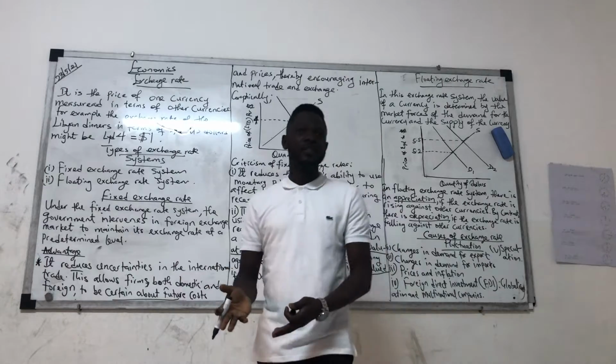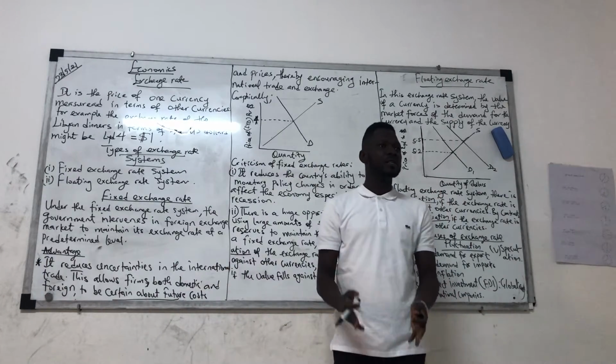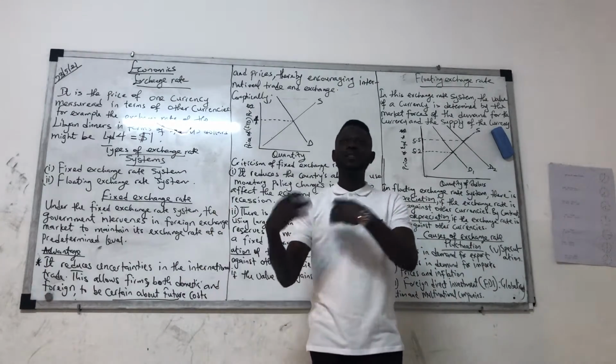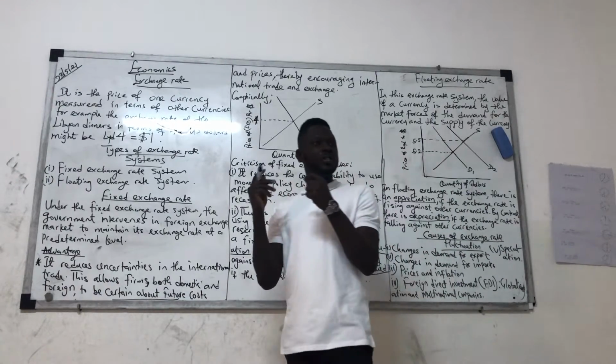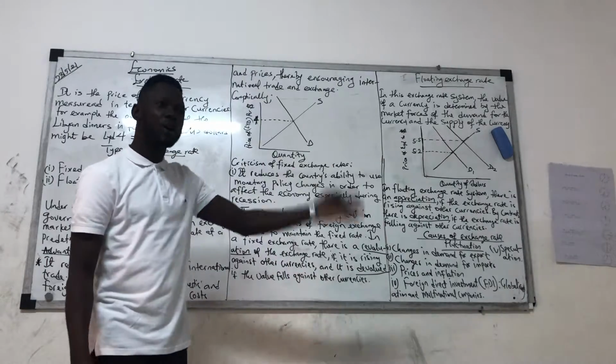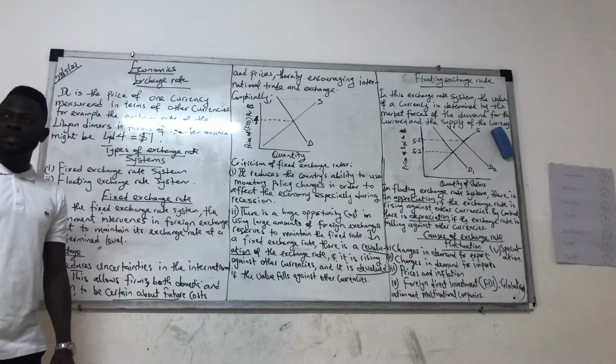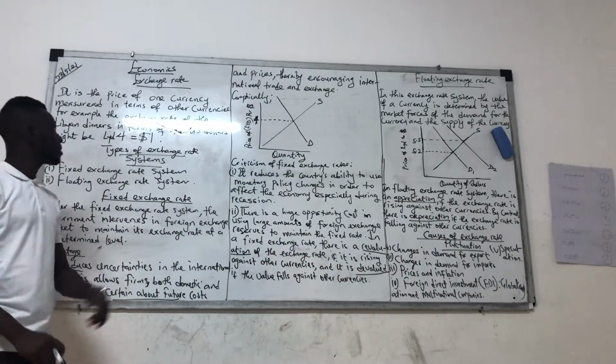Each country has its own currency. So that means Libya has the dinars, Nigeria has the naira, and the rest of the countries have their currency. So the price of the Libyan currency against other currency is what we call exchange rate. Do you get what exchange rate is here?